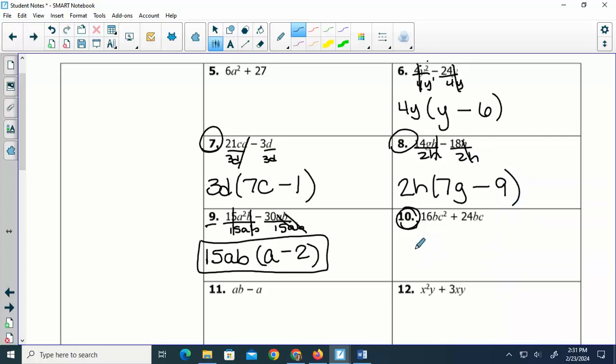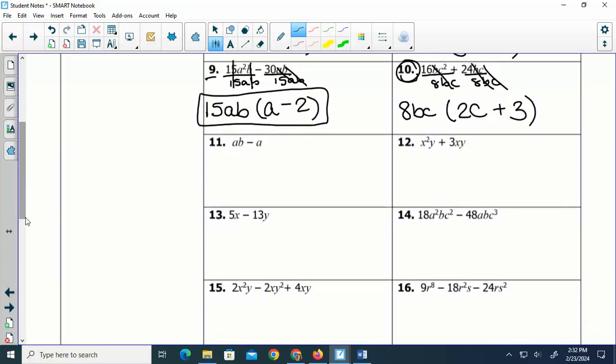Right, and number 10, what number do they have in common? 8. What about variables? I don't know, I did 4. Whoopsie. Yeah, so 4 works, but it's not the biggest thing. We want to go as big as we can on those. So 16 divided by 8 is 2. B's cancel, we have a C left. 24 divided by 8 is 3, and both the B and the C cancel. Are we doing okay on those? Let's keep practicing.